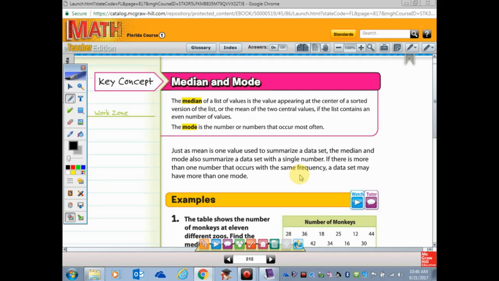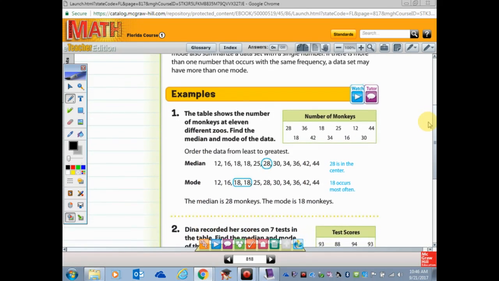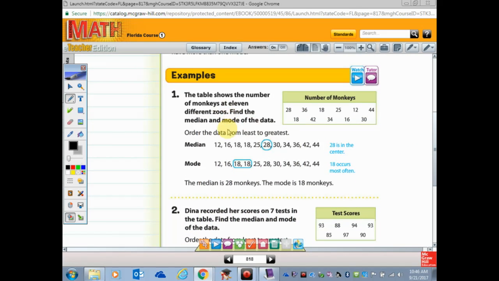The mode is the number that occurs the most often. It's not the highest number, it's the number that occurs the most. So in this set right here, in example 1, they have them listed for you. They've listed them in order from least to greatest. And there's 11 in the set, so you can find a true center. You don't have to average the two middle ones in this set because you do have a true center.